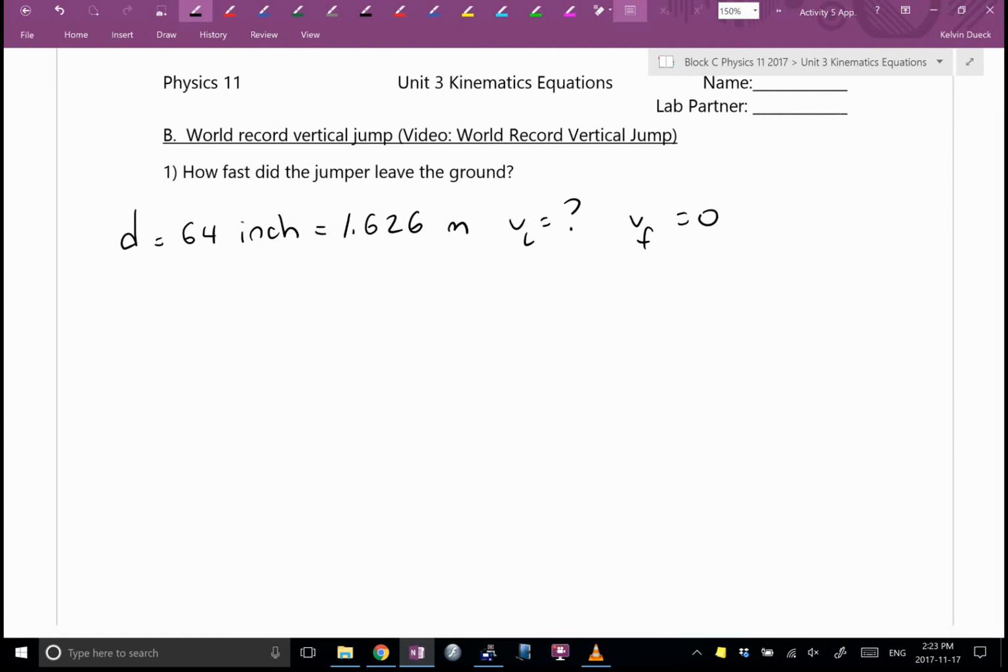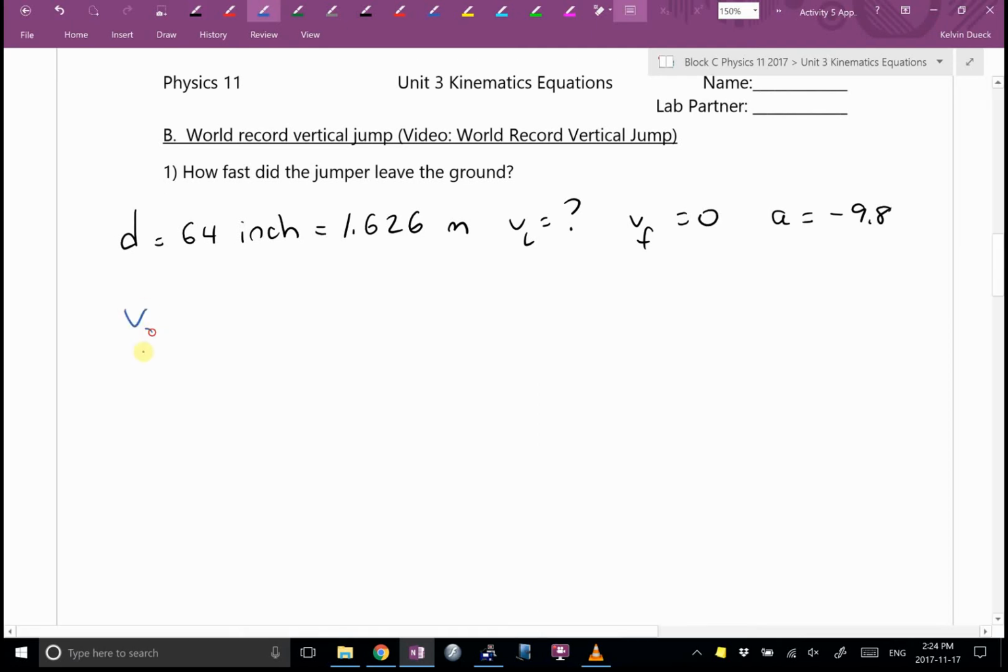Once he left the ground, he was in free fall. Remember, free fall doesn't mean you're going down. It just means you're not touching anything. Only gravity is acting on you. You could still be traveling up, but you're accelerating down because you're slowing down if you're on your way up. Which equation has a D, a VI, a VF, and an A in it? Is it the squared one?